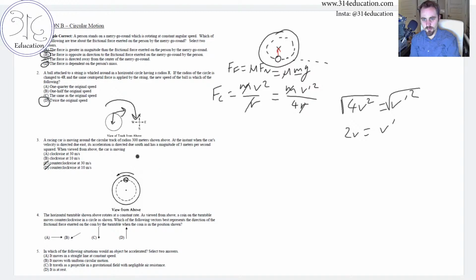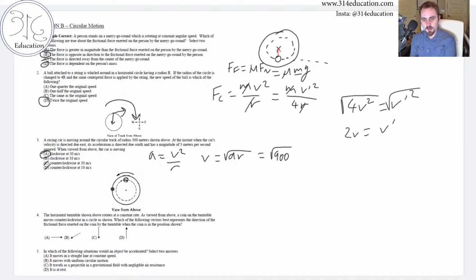And the instance when the car velocity is due east, and the velocity has a magnitude of 3 meters per second. Oh, no, the acceleration has a magnitude of 3 meters per second squared. So a equals v squared over r. Let's get our velocity, that's going to be the square root of a times r, which is in this case the square root of 900, which is going to be 30. So that is A, clockwise at 30 meters per second.